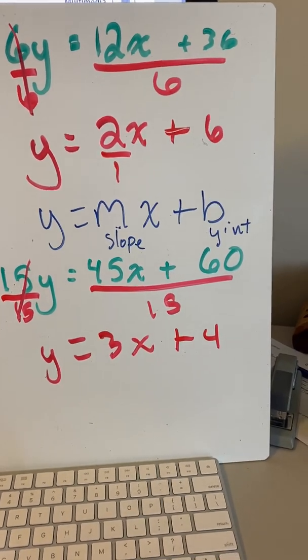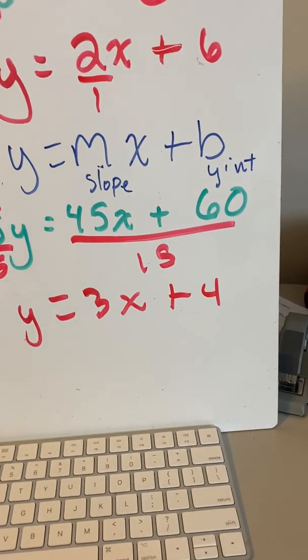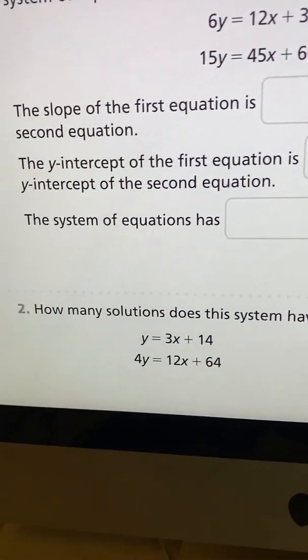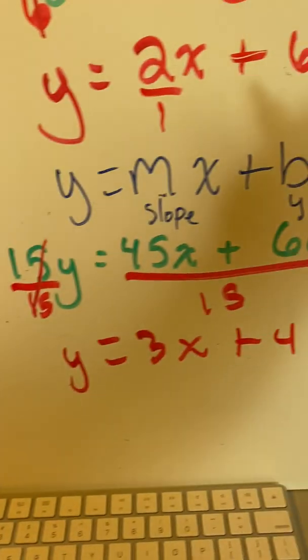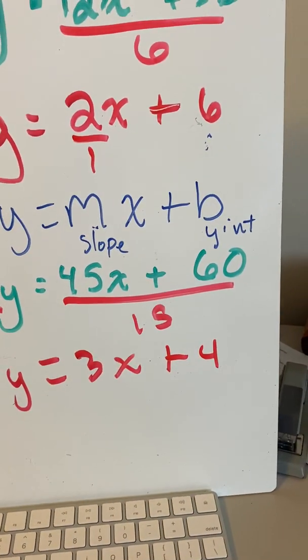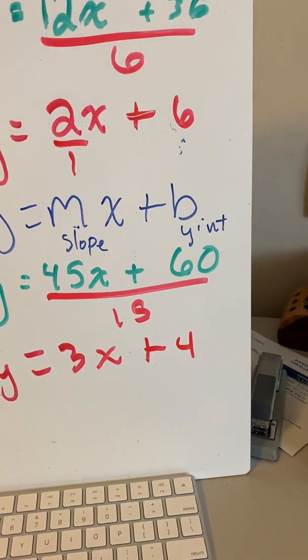I don't even need to do anything with these problems. I know this because I've been told this. The y-intercept of the first equation is either like or different from the y-intercept of the second. The y-intercept of the first one is 6. The y-intercept of the second one is 4. Are they the same or different? Pretty simple. They cross at different spots on the y-axis.